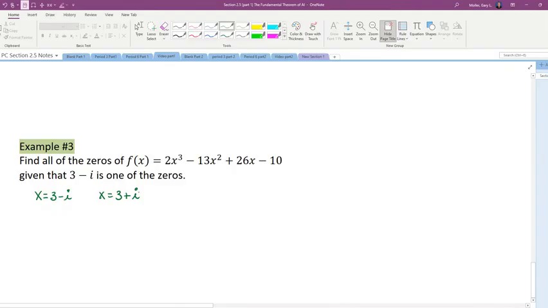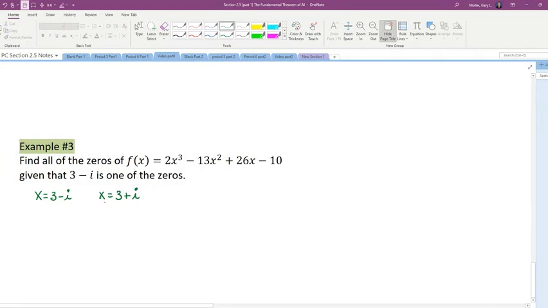So now the question becomes, how do I find the last zero? And the answer will be through multiplication and division. So what does this tell us? What factor actually created these two zeros? There's the easy way to do this and there's the hard way. I'll start to show you the hard way and maybe finish it, but there is a much better way.